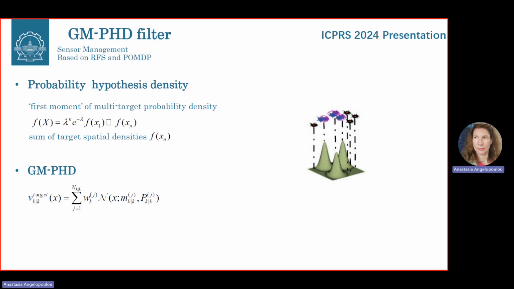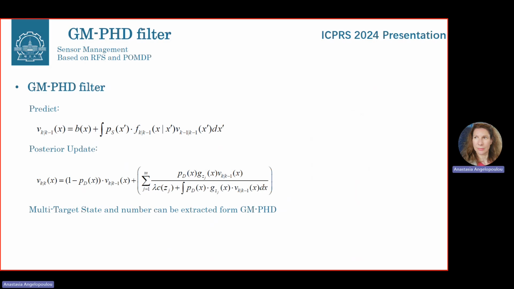We use the transition function to forecast each Gaussian component of the PHD in the step of predict. We use the likelihood function generated from each measurement to update each component of the PHD in the step of posterior update. And then we extract multi-target state and number from the PHD.